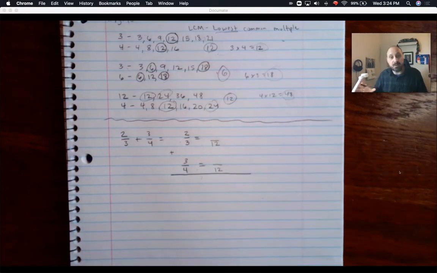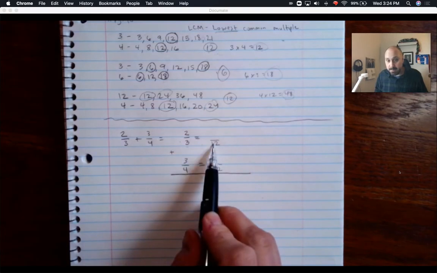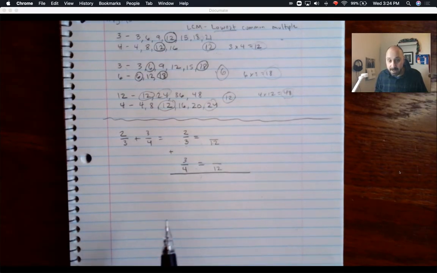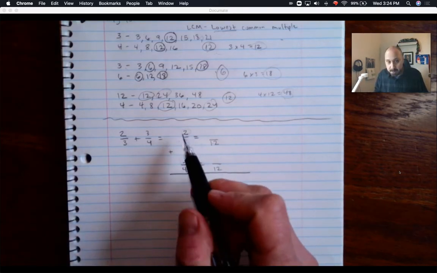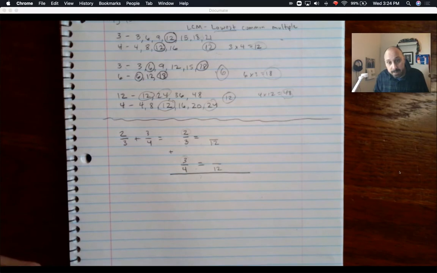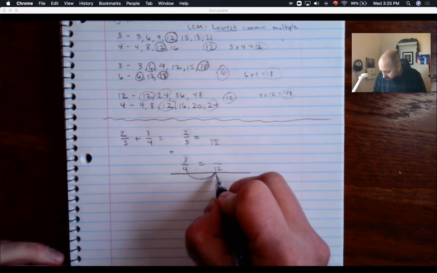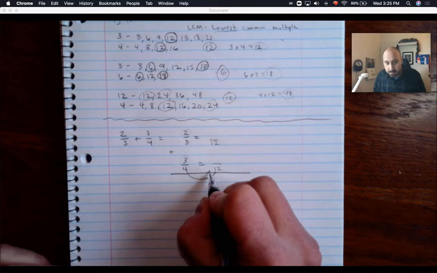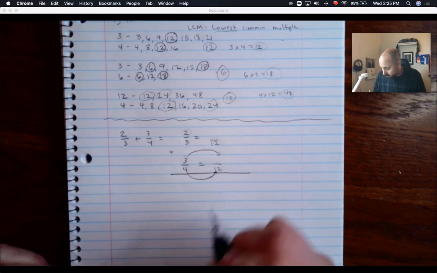I already know that they'll both fit into 12. So 4 has to be able to fit into 12 evenly, and 3 has to be able to fit into 12 evenly, okay? So then it's just a matter of changing the numerators. So the denominators are changed, but the numerators, the top numbers, are going to change as well, depending on what we do to the bottom numbers. So what this looks like is I like to do these little rainbows. So I do a little rainbow between the 4 and the 12. And I do a little rainbow between the 3. And sometimes I even put an arrow like that.